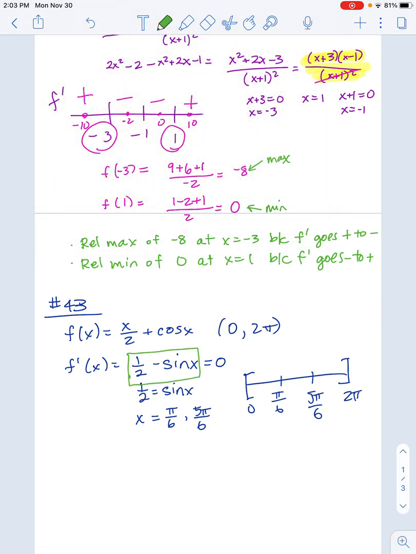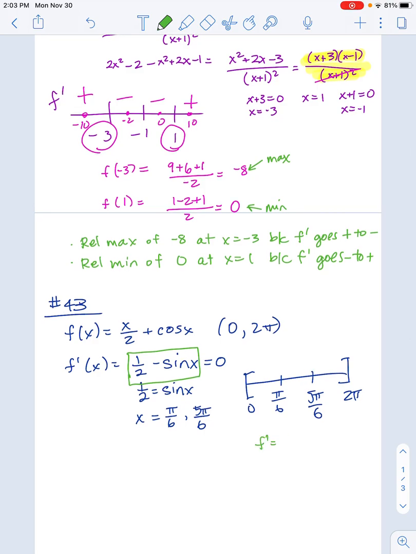well, thinking about f prime being 1/2 minus sine of x, if you think about the unit circle, pi sixth is here, and all of these values up until pi sixth, sine of x is less than 1/2. So if I take 1/2 minus a number that is less than 1/2, it ends up being positive. 1/2 minus a number that's smaller than it. So that's positive. So that's how I come up with that one.